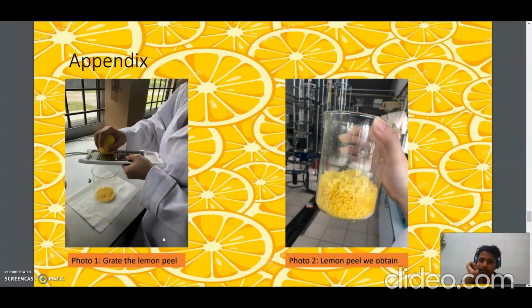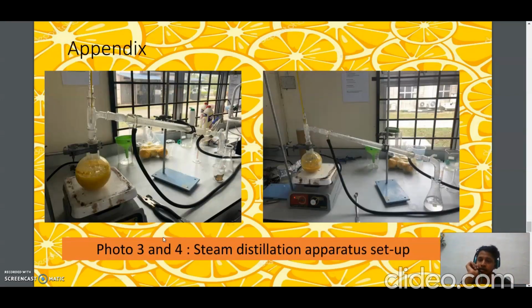So these are the pictures of our group conducting the experiment. The first picture shows grating the lemon peel into smaller pieces. Then the second picture shows all the lemon pieces which have been grated and peeled, in the beaker. Then pictures 3 and 4 show the steam distillation apparatus setup. So this is how we set up the apparatus for the distillation process.